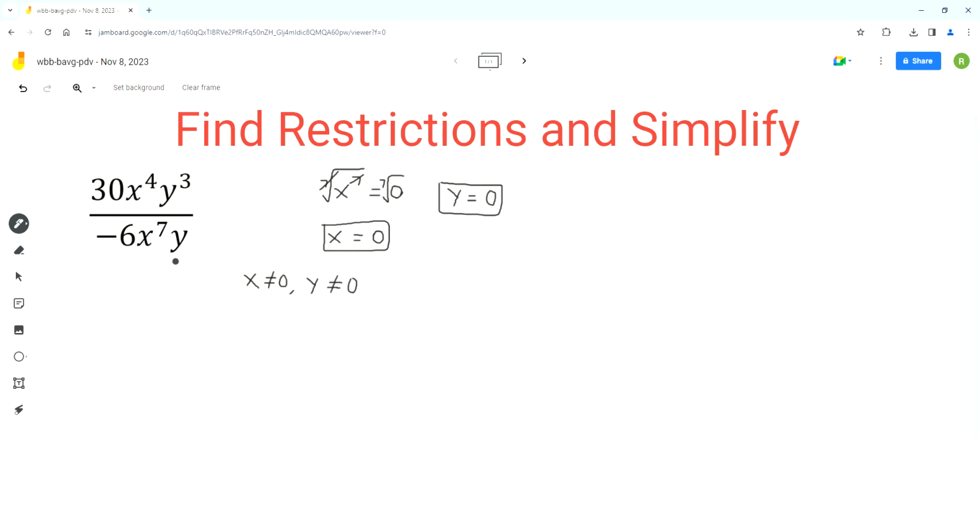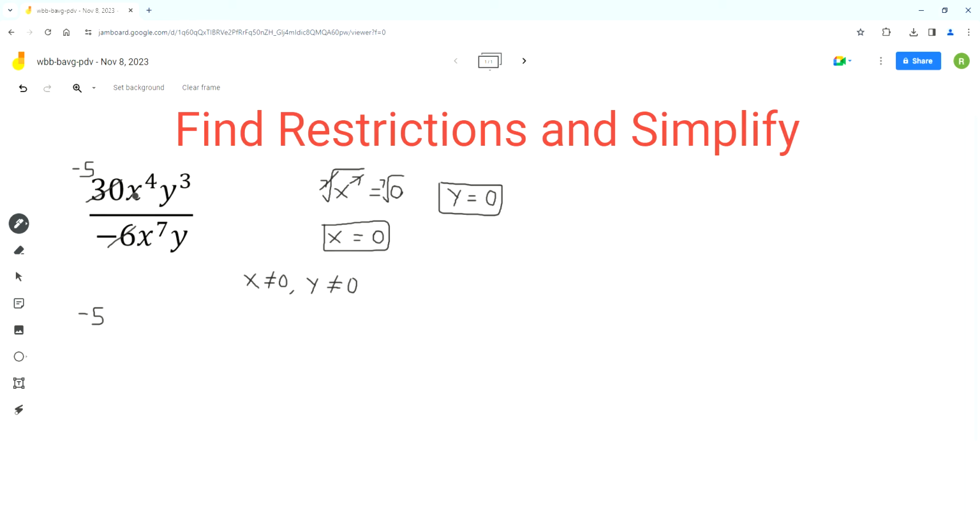Now we can simplify this expression. The first step is to reduce the numbers in the numerator and denominator. So 30 divided by negative 6. Now 6 goes evenly into 30 5 times. So the result is negative 5. So we write that in the next step.